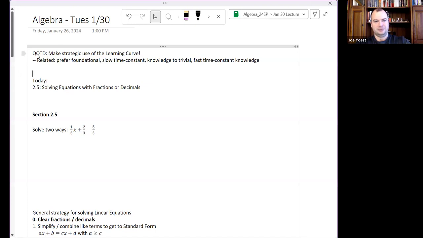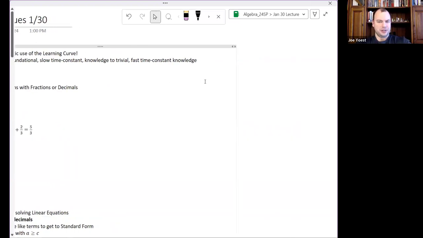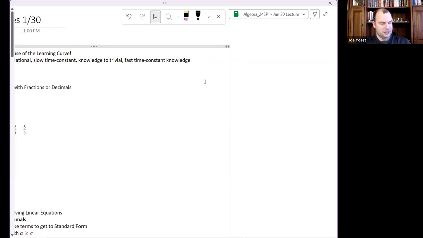All right. So to start us off today, the quote of the day today is more of an idea of the day. And it's something that I like to think about: making strategic use of the learning curve. In particular, what I mean by that is I think this is good to think about for bigger picture things like career goals and that kind of thing, but also smaller picture things like when you're studying for an exam. So lots of applications of this kind of idea.